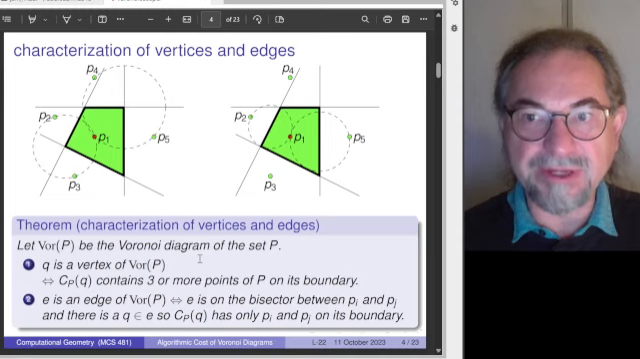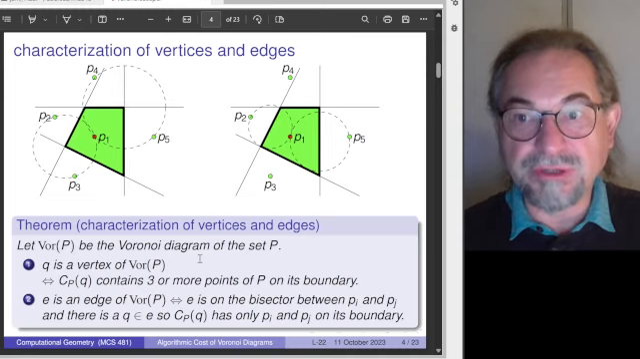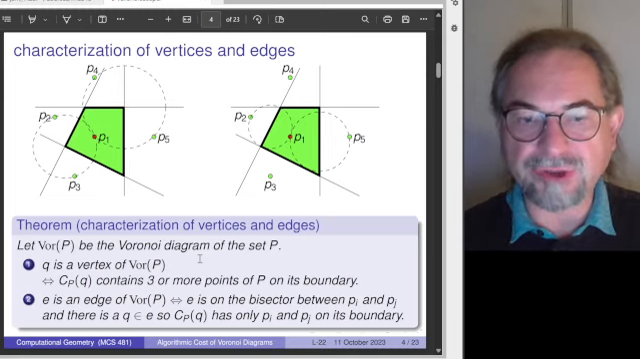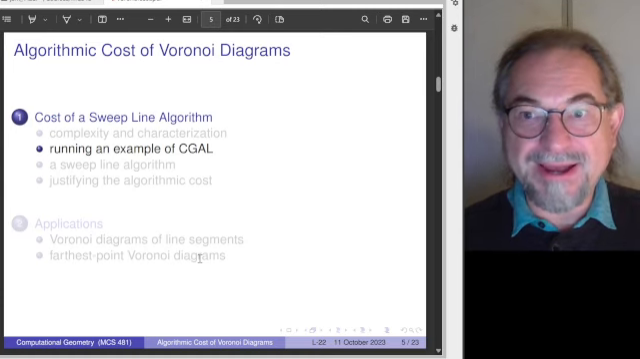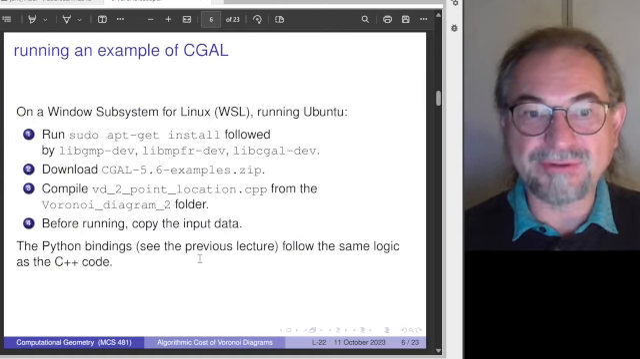This theorem and the theorem on the previous slide were the important results of lecture 20. Okay, perhaps I should now go back to some more practical stuff.